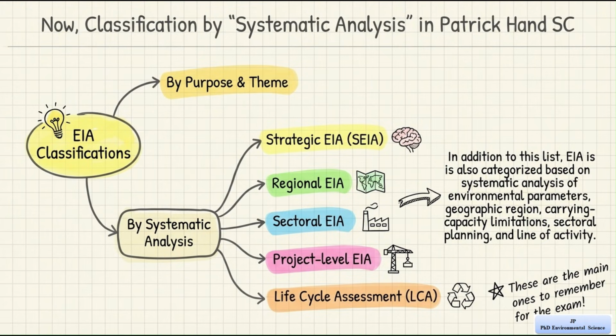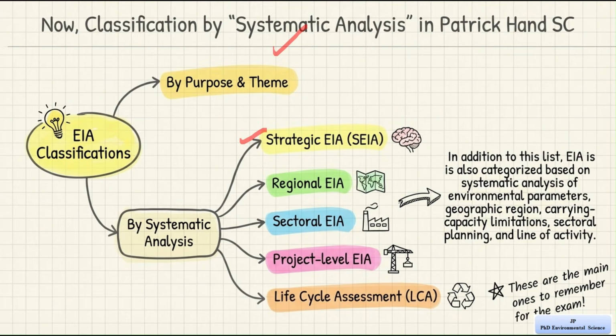EIA is also classified based on how the study is done, like what method is used, what approach you are using. So, in simple words, we are not focusing on what is affected, we are focusing on how we analyze the impact. So, types of EIA by systematic analysis. First is strategic EIA, SEIA. It is done at a high level. It is used for policies, plans, programs. It happens before projects are decided. Example, government planning a new industrial policy.